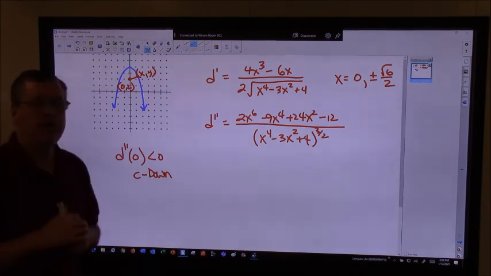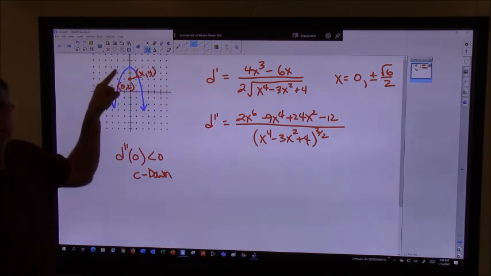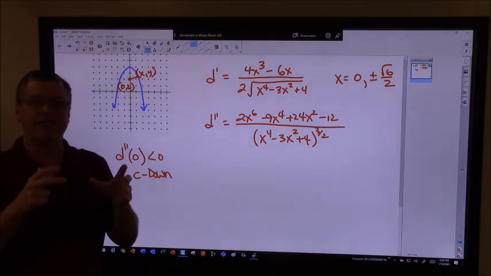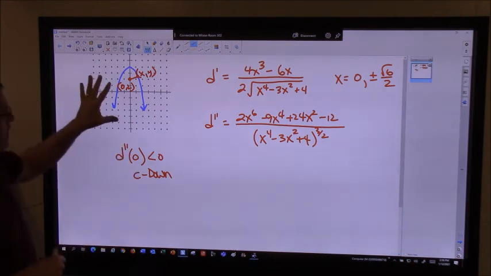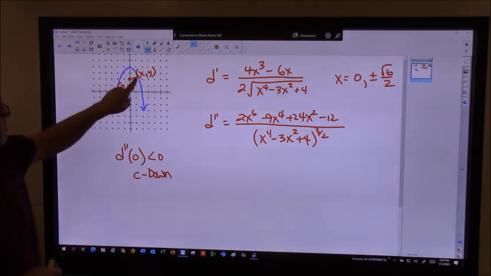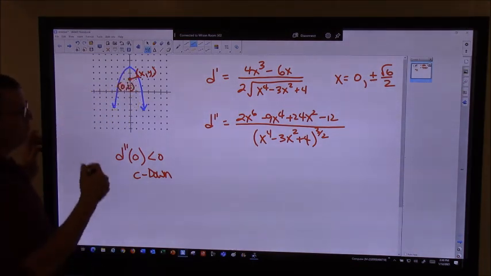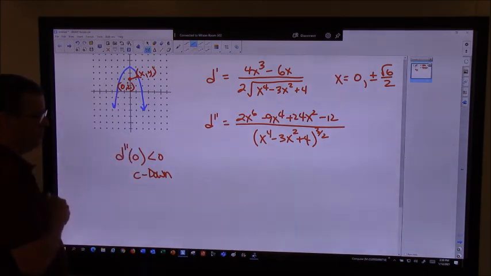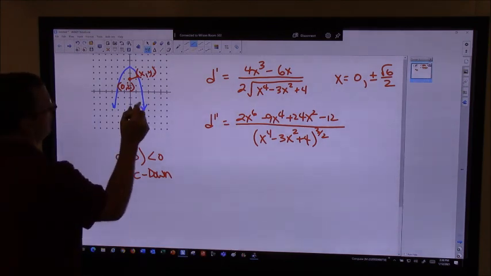Okay? Now remember, when we say concave down, we're not talking about this function. We're trying to minimize the distance. So it's the distance function that is concave down. I don't have a graph of that. We're looking for the distance between this point and some point along this parabola. And so if I was to graph that distance formula, it would be concave down at 0, which means there's a relative maximum.